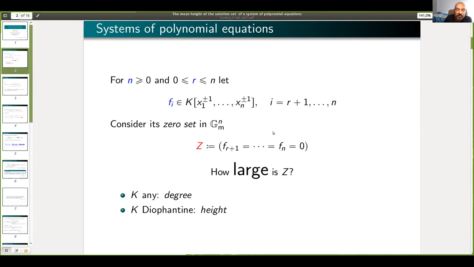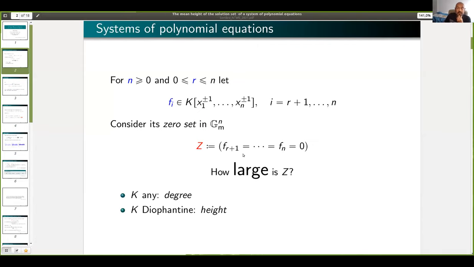The zero set I will take naturally in the multiplicative group, the n-dimensional multiplicative group, which I will also call a torus, like an algebraic torus, because the set of complex points of it, for instance, if your field is of characteristic zero, is typically called the algebraic torus.